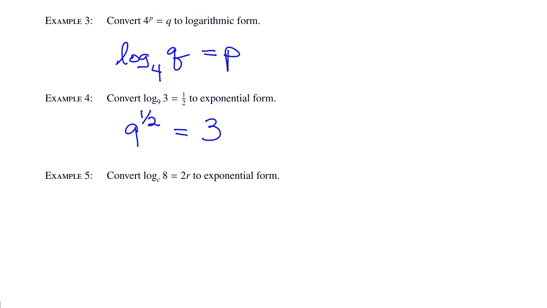Example 5. Convert log base c of 8 equals 2r to an exponential form. So we have base c. The exponent is what is equal to the log, so that's 2r, all of that. And that's equal to 8.